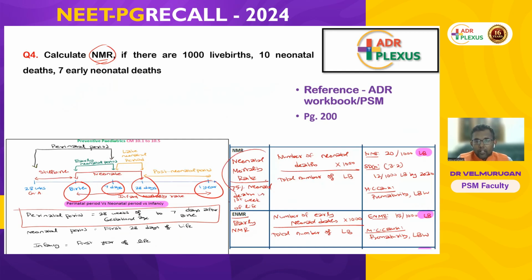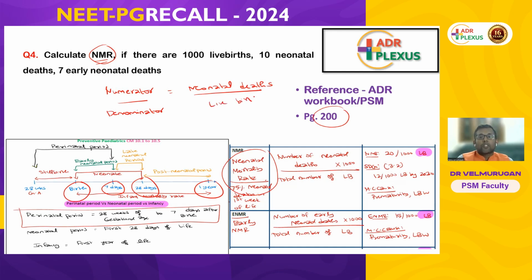So what is the formula for neonatal mortality rate? We saw it on page number 200 in our book, Preventive Obstetrics and Pediatrics lesson. So what is the numerator for neonatal mortality rate? Numerator is the number of neonatal deaths. Next, what is the denominator? Denominator is the number of live births. So what are the neonatal deaths here? 10. Live births is 1000. So 10 per 1000. This is usually a rate, so we multiply by 1000. We express it as 10 per 1000 live births.